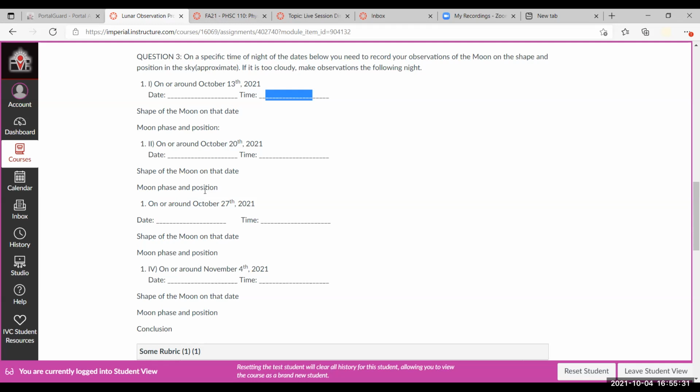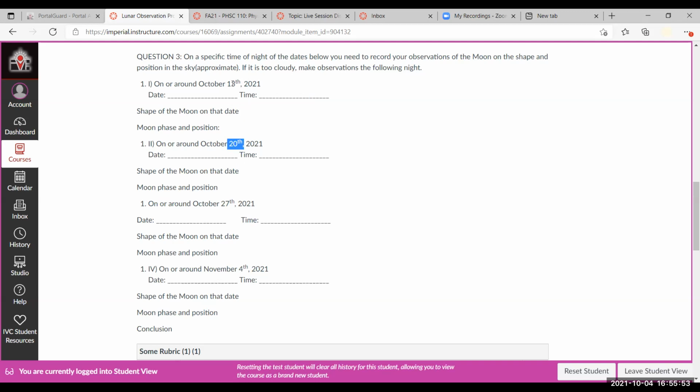Is it gibbous? Is it waning? Is it full moon? Is it crescent? Is it quarter moon? All of the different phases that we've looked at. So at this point, we'll probably have to look at the information from the book. Then October 20th.